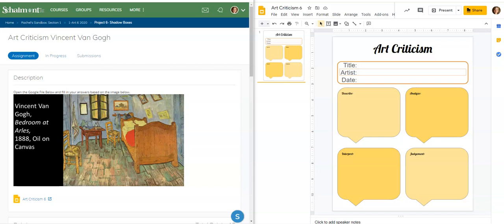So my question to you to answer in the interpret section is, why do you think he was painting this bedroom of a place that he wasn't at anymore? A place where he had sought help and he had tried to rest and recuperate. Why, after leaving that place, would he try to paint that and see that again? While you answer that question in a complete sentence, go ahead and pause me and then unpause me when you are ready for the judgment section.